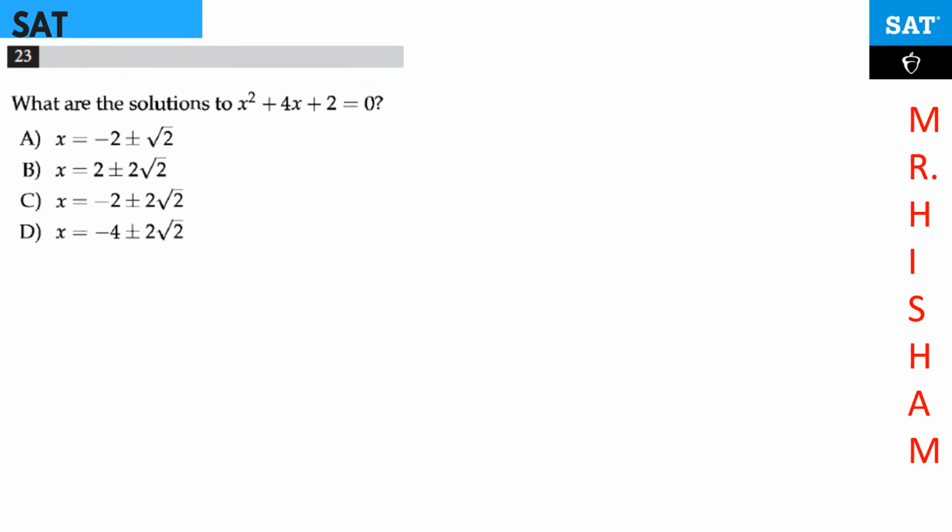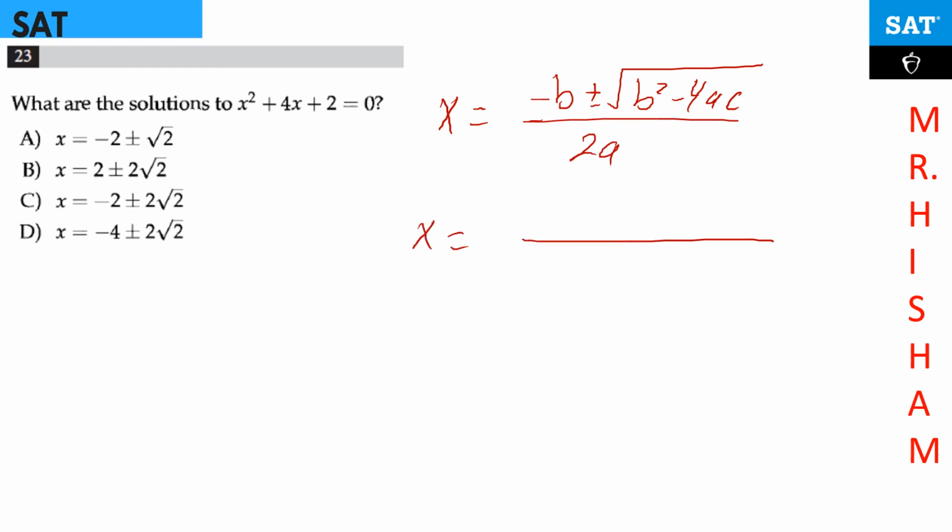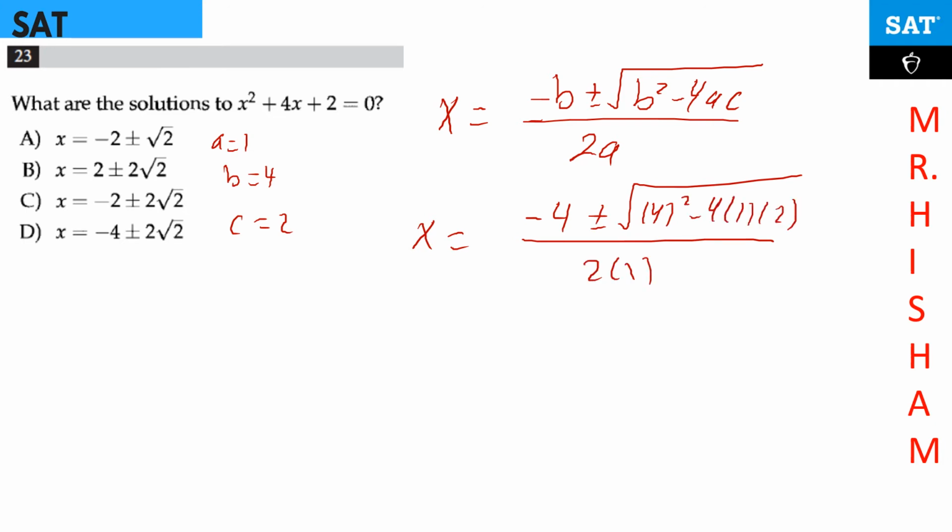Since I am solving the equation and the answer is in the form of a root, I have to use the quadratic formula: x equals negative b plus or minus root of b squared minus 4ac, over 2a. So a is 1, b is 4, and c is 2. So negative 4 plus or minus root of 4 squared minus 4 times 1 times 2, over 2 times 1. So x equals negative 4 plus or minus root of 16 minus 8, and 16 minus 8 is equal to 8, divided by 2.